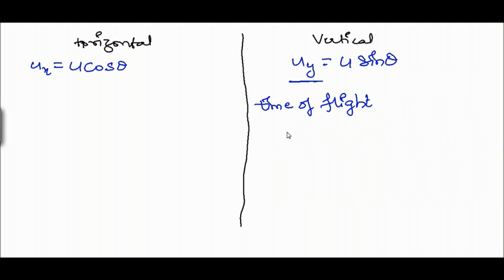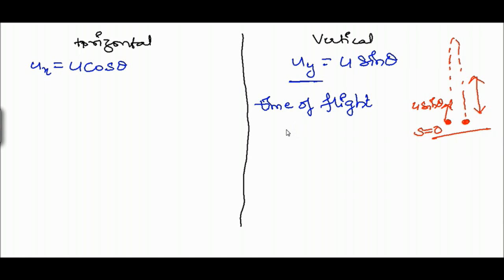Time of flight is exactly the time taken by the particle to reach its initial point. For example, this particle has been thrown up with a velocity of u sin theta. The particle would go to the top and come back to its initial point, just considering the vertical motion of the particle. So here the displacement of the body is 0.